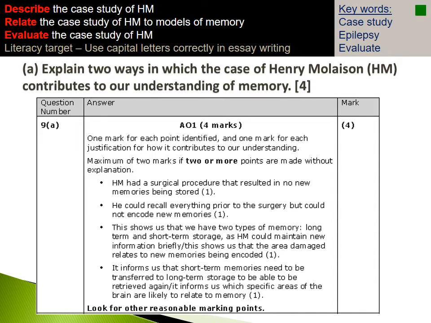So if you have a look at the mark scheme here, it's AO1, it's description. So HM had a surgical procedure that resulted in no new memories being able to be stored. He could recall everything prior to the surgery but could not encode new memories, which shows us that we have two types of memory, long-term and short-term, so supporting the multi-store model. As he could maintain new information, it shows us that the area damaged relates to new memories being encoded. It informs us that short-term memories need to be transferred to long-term storage to be able to be retrieved again, so it informs us which specific areas of the brain are likely to relate to memory.